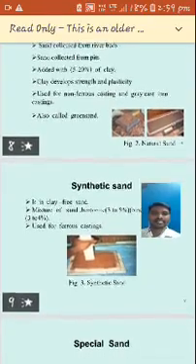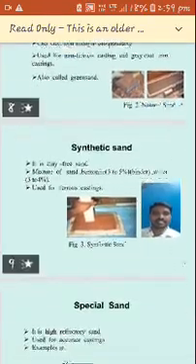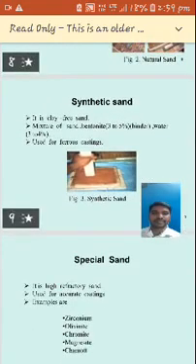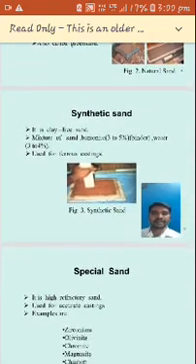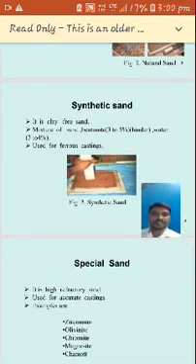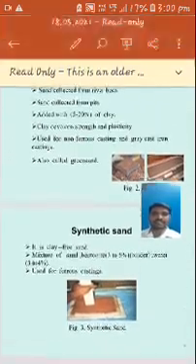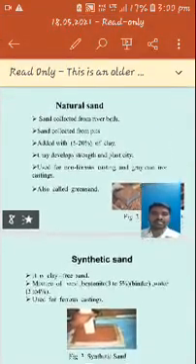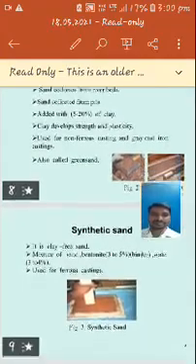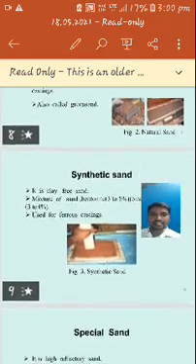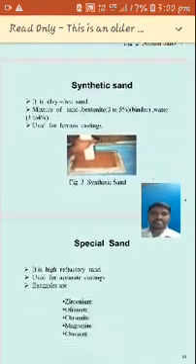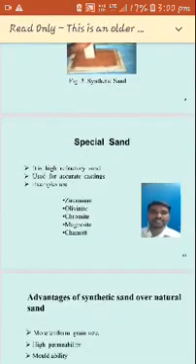It is also called green sand. Next, synthetic sand. It is a clay-free sand, a mixture of sand, bentonite, 3 to 5% binders, and 3 to 4% water. It is used for ferrous castings. And here we have the special sands as well.